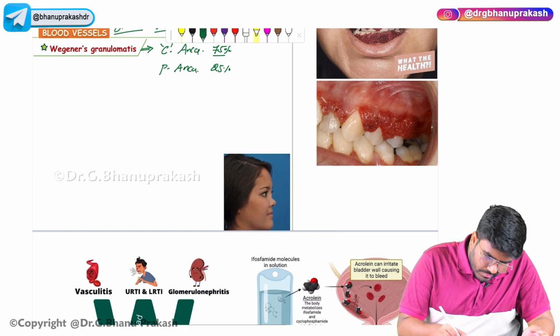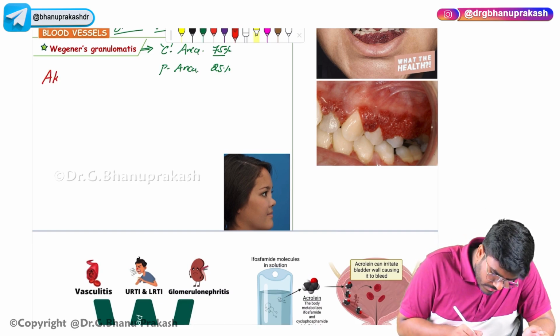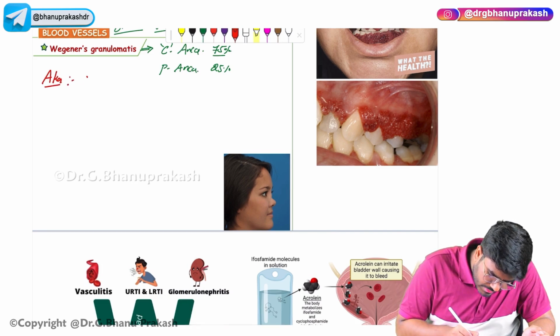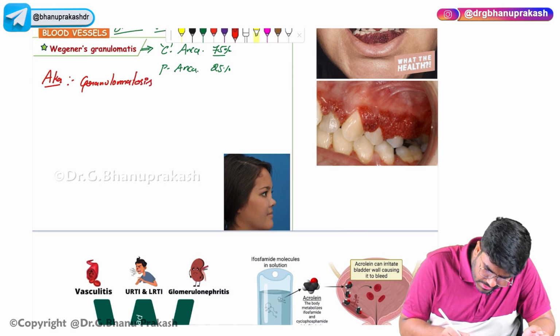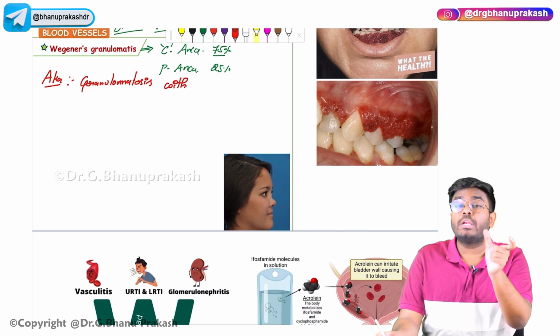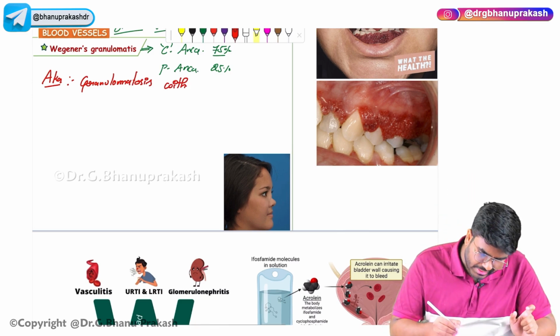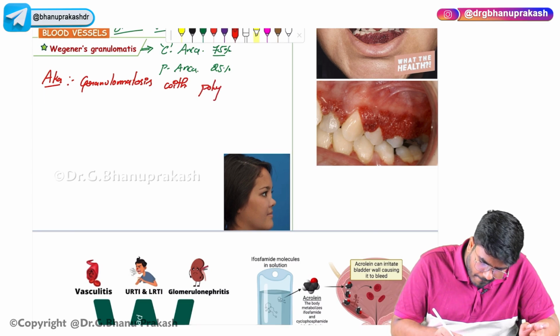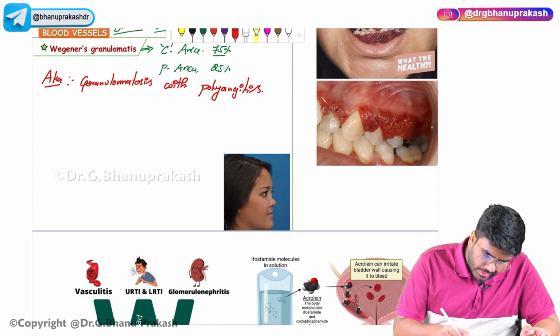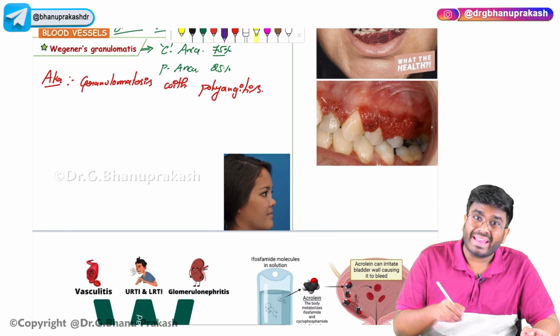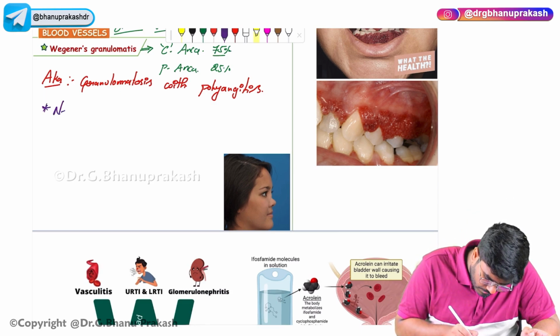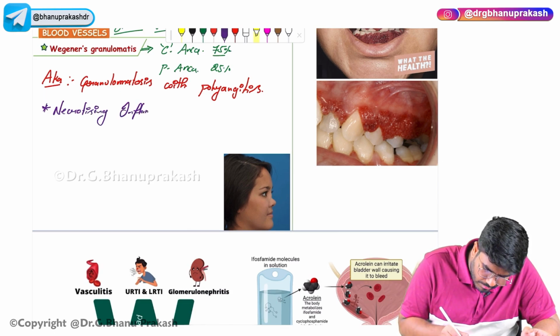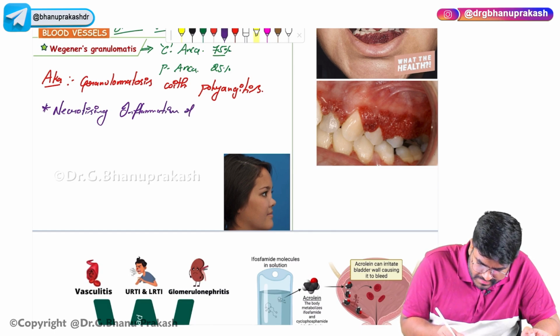Now, this Wegener's granulomatosis is also called as granulomatosis with polyangiitis. Granulomatosis means granulomatous inflammation, remember. Okay, so that is the importance. It's not only granulomatous inflammation, but it is also necrotizing inflammation of small blood vessels.